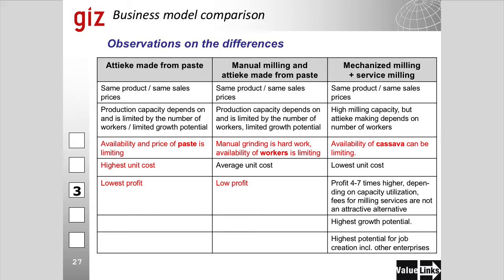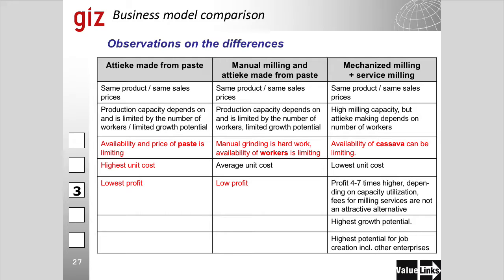Second, manual grinding is hard work. It's not very easy to get people to do it. So the availability of workers is limited, and you can't pay much, because if you pay a good salary, you're no longer profitable. So this is a very, very unfortunate combination. You create jobs, but only at very low wages. Otherwise, it doesn't add up, and still produces a low profit.